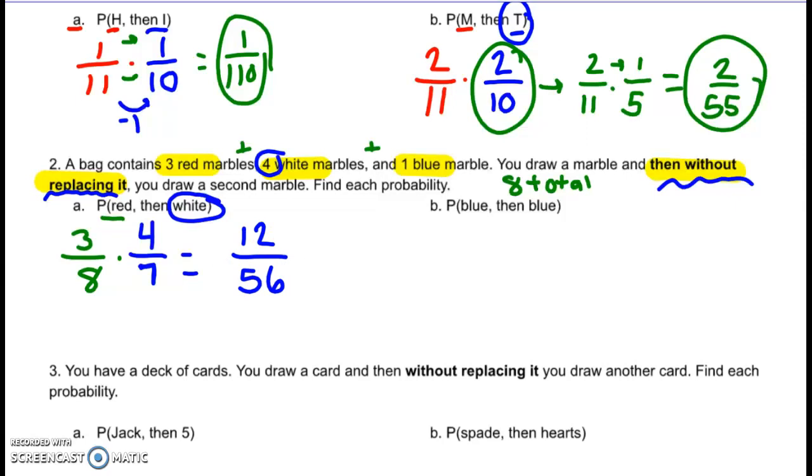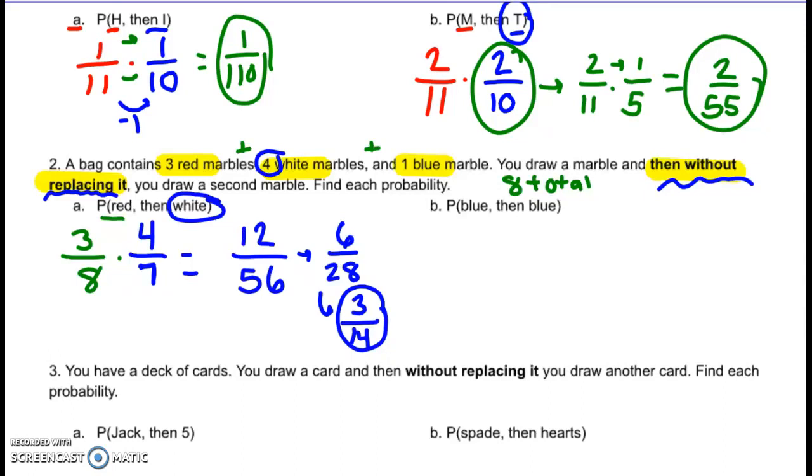12 out of 56. I can simplify it now in this state because I now have 2 even numbers, and I can get 6 out of 28, which simplifies one last time to 3 out of 14. So 3/14 will be my final outcome or probability for this event.